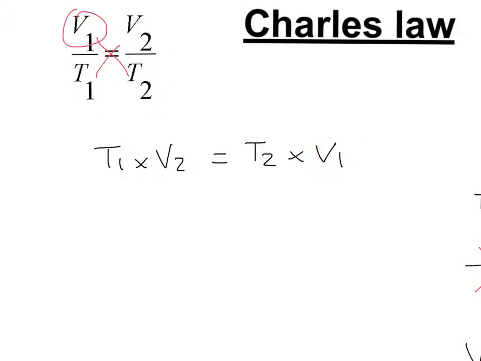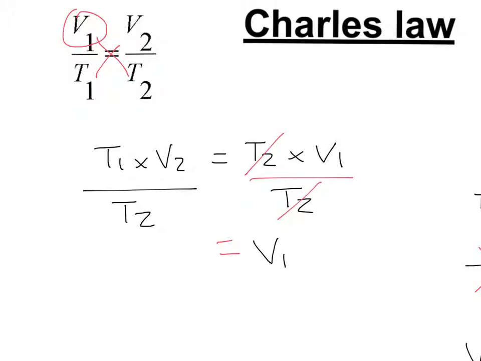So to get V1 on its own, we need to get rid of T2. So we divide each side by T2. And if we divide T2 by T2, we get 1, so we can remove that one. So we can therefore rearrange the formula to say that V1 is equal to T1 times V2 divided by T2. We could put the formula here on the other side and rewrite it over here. It's the same thing.